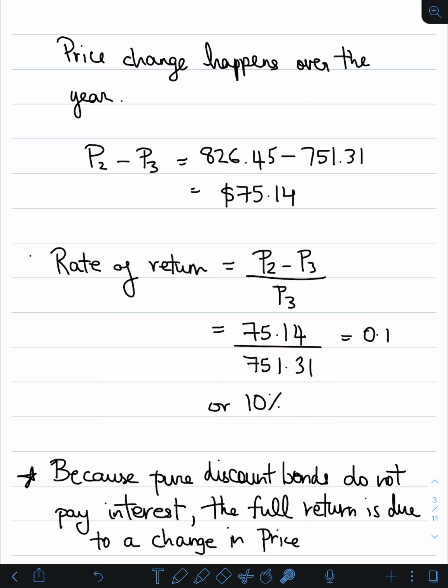And that is the same thing as 10%. So we've calculated the rate of return due to the passage of time. This is a key factor, because pure discount bonds do not pay interest. They're pure discount, where no coupons are assumed, so the full return is due to the change in price. The entire return is due to that change in price, from 751.31 to 826.45. That's the entire return.